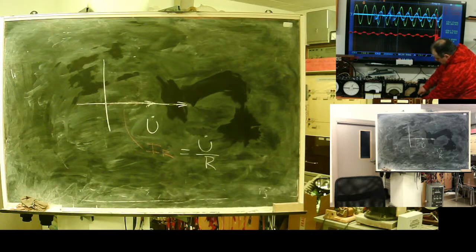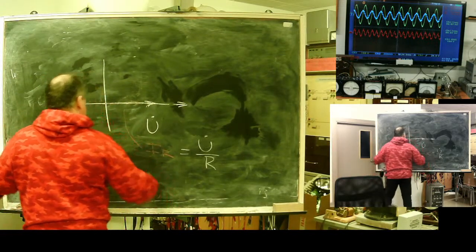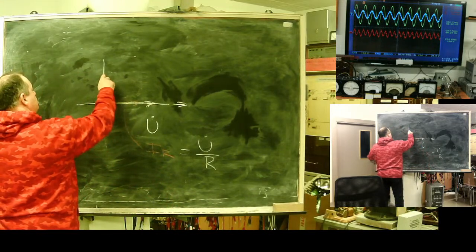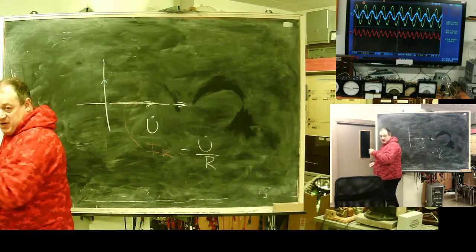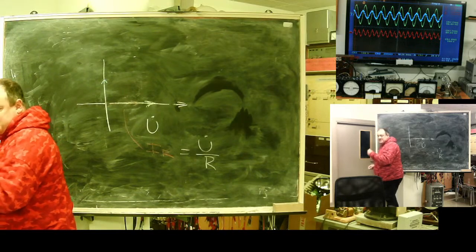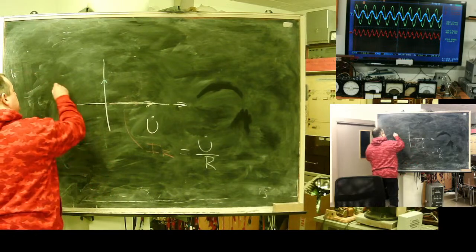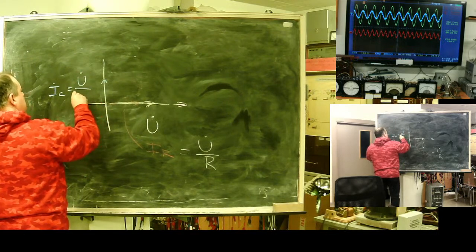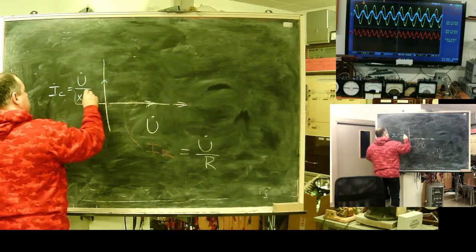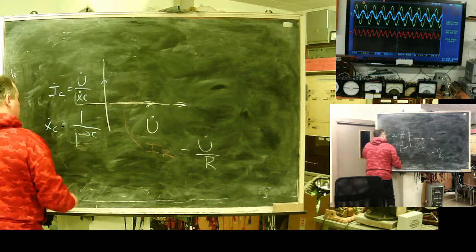What's this? Current of capacitor. Current of capacitor, it's the same. I have adjusted capacitance to produce the same current in magnitude as my one. So this is it being voltage divided by Xc. And Xc is 1 over omega C.